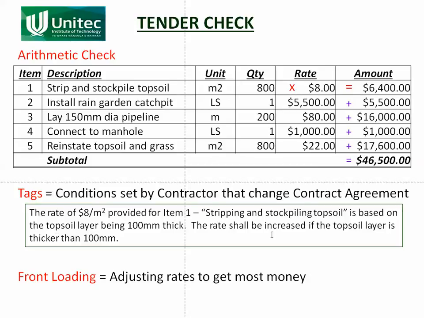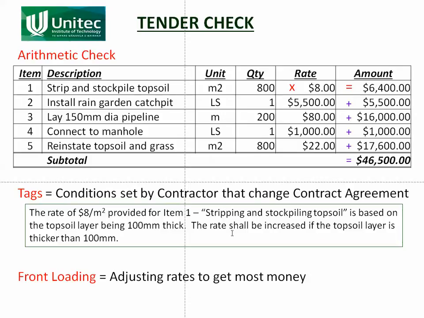Oftentimes he'll go to the client and say, these are the tags, are they acceptable to you? If they are acceptable, then nothing else is done and it becomes part of the contract agreement. If the client is not happy with it, then the consultant goes back and tries to negotiate a condition that is agreeable. So he's negotiating with the contractor. So he tries to negotiate an acceptable agreement.